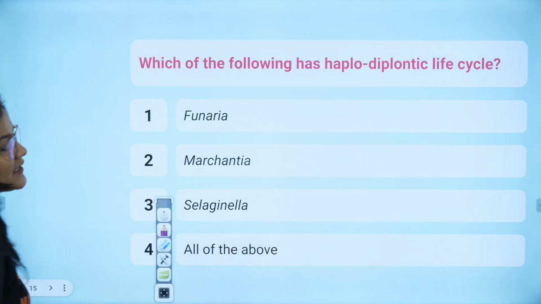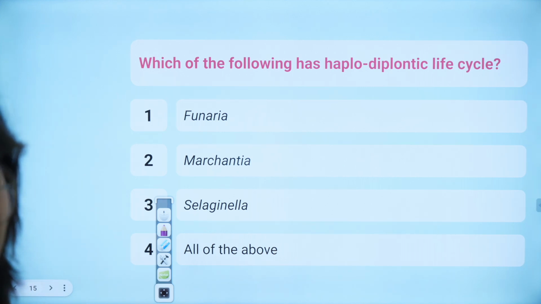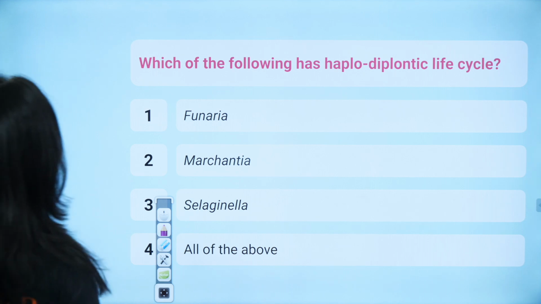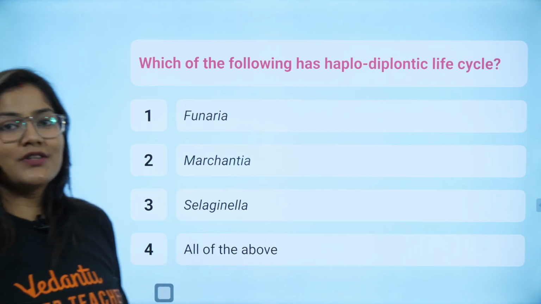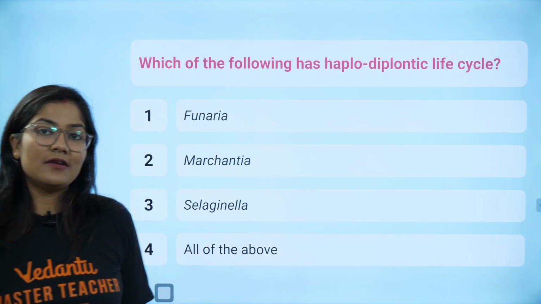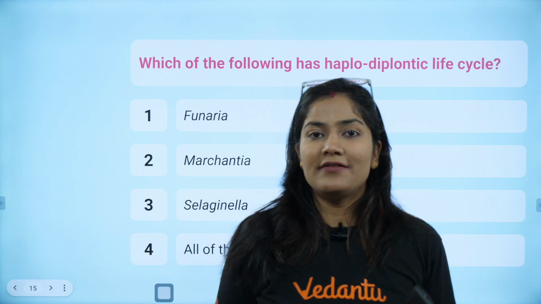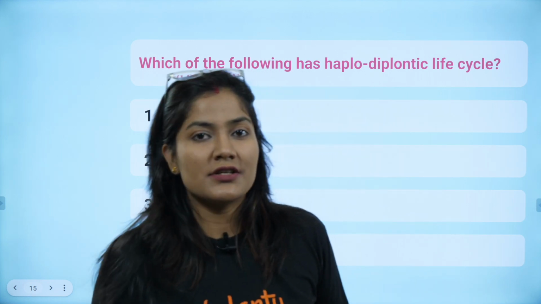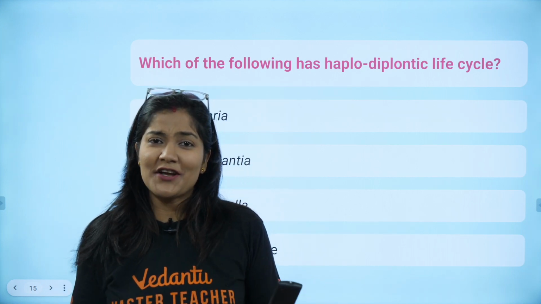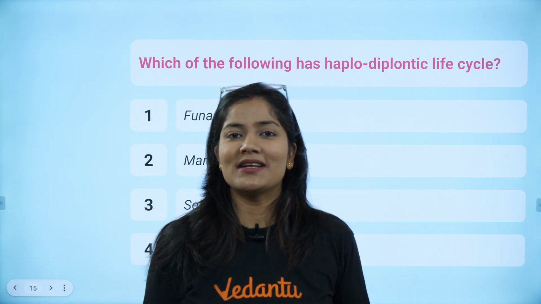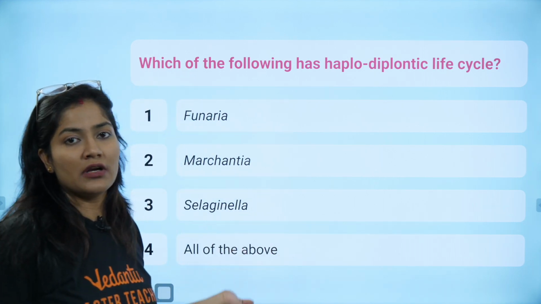So with this, kids, here comes your first question. Which one of the following has the Haplodiplontic life cycle? Read the question carefully. Funaria, Marchantia, Selaginella, all of the above. So this kind of question becomes a little difficult when we talk about diversity in the living organisms, right? Whether it is Monera, Protista, any kind of kingdom, whether it is plant kingdom, animal kingdom or mycota, in all of them you will see this kind of difficult questions, right?